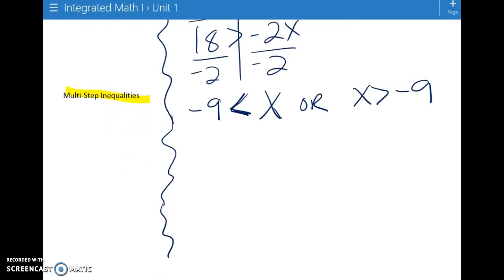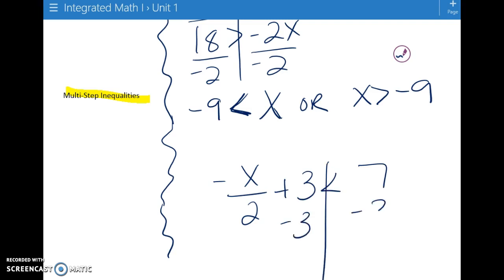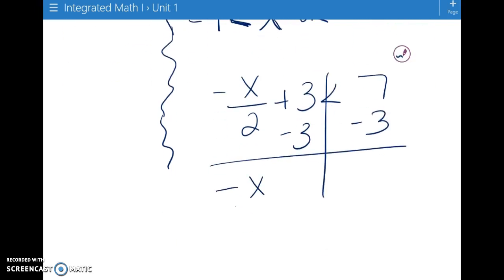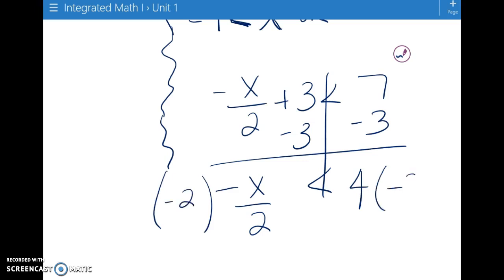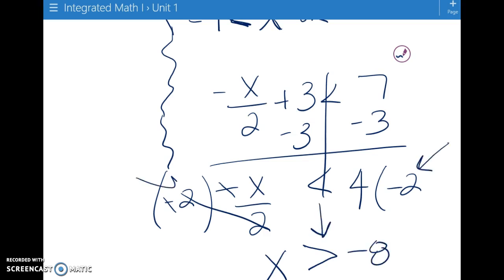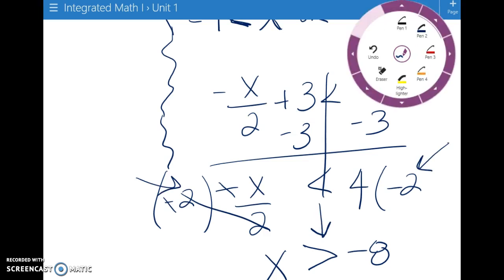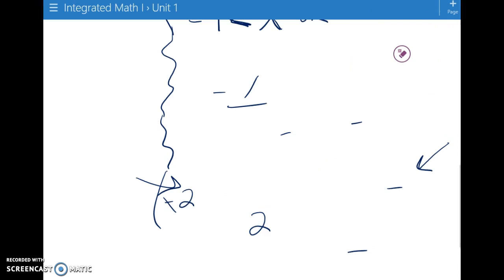All right, here comes another one. Negative x divided by 2 plus 3 is less than 7. So I subtract 3 on both sides. I get negative x over 2 is less than 4. To get rid of that 2 in the denominator, since I'm dividing, I'm going to multiply by negative 2. That'll cancel out my 2's and my negative signs, and I get x is greater than negative 8. Why did I flip that sign? Because I multiplied by a negative number. All right, those are your two-step inequalities.